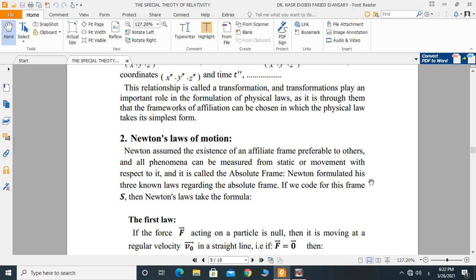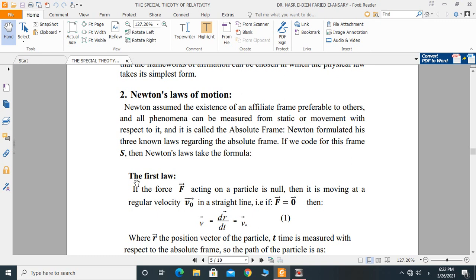Newton formulated his three known laws with regard to the absolute frame. If we denote this frame by S, then Newton's laws take the following form.